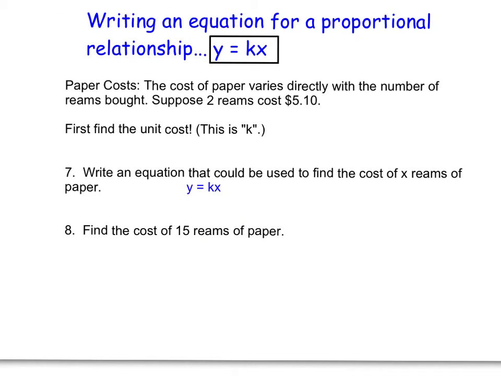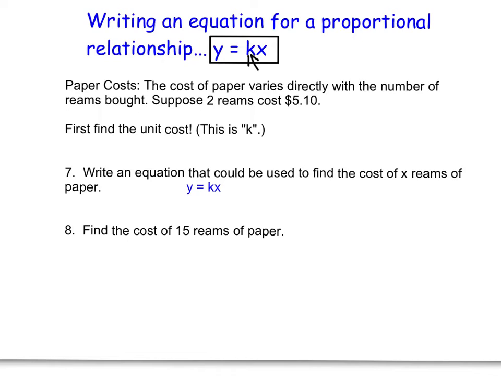In order to write an equation for a proportional relationship, we need to keep in mind that the form of the equation is going to be y equals the unit rate, which is noted by k, times x. So in order to write an equation, we have to know the unit rate first. In this example, it says that the cost of paper varies directly with the number of reams bought. Suppose 2 reams cost $5.10.